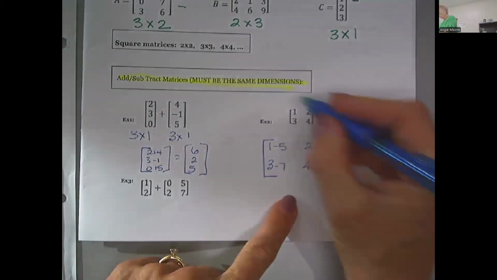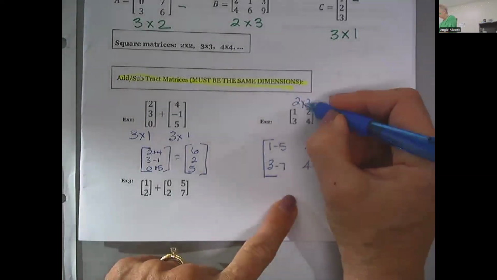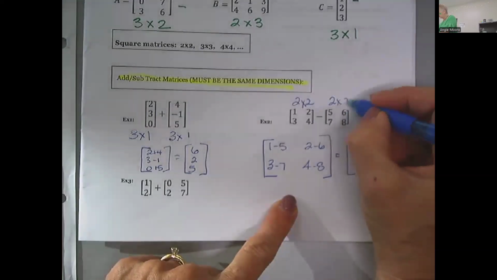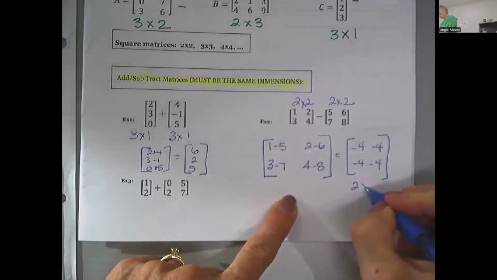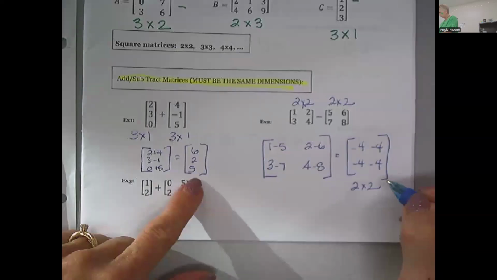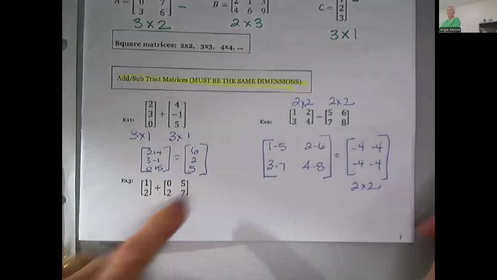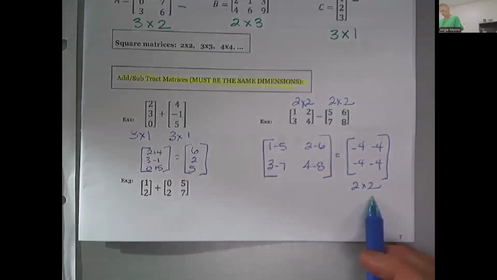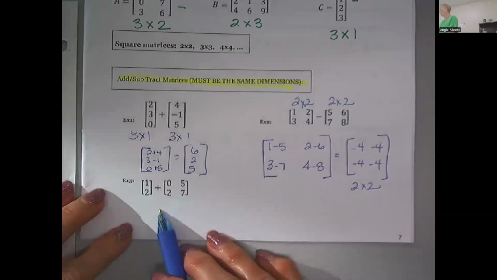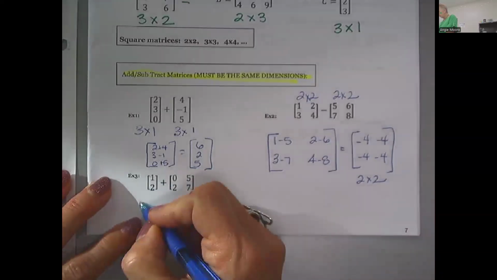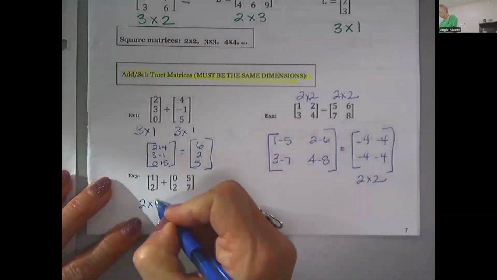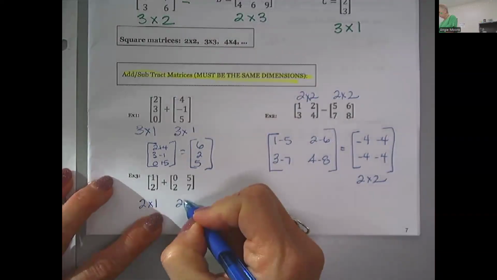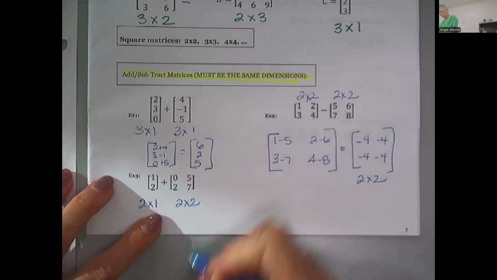If you notice, this was a 2 by 2 matrix. This was a 2 by 2. And guess what my answer was? A 2 by 2. And this down here was a 3 by 1. When you add matrices, they have to be the same dimension. Your answer will be the same dimension. Example 3. I have a 2 rows by 1 column, 2 rows by 2 columns.